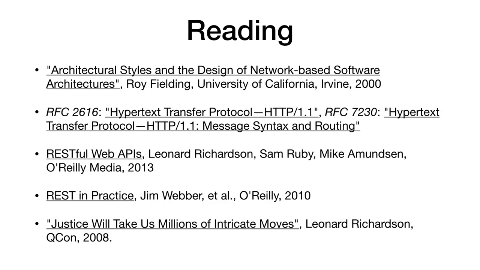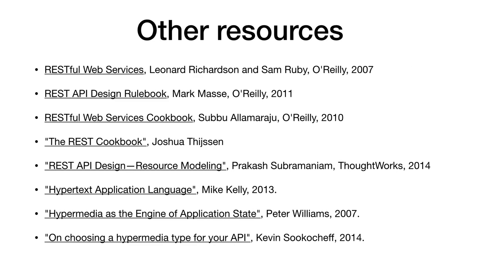So here is some reading. I highly recommend Roy Fielding's dissertation; it is a very readable document. I recommend it to everybody. There's RESTful Web APIs by Leonard Richardson. This last one here is a link to Leonard Richardson's website, where he introduced the Richardson maturity model. It's amusing. And there are some other books and links that are useful.